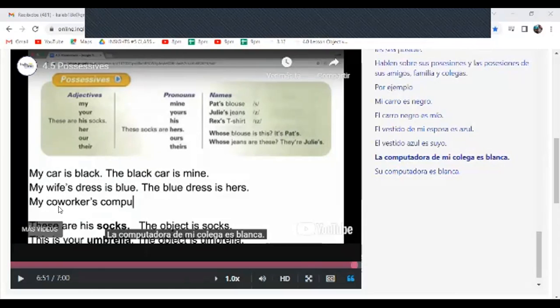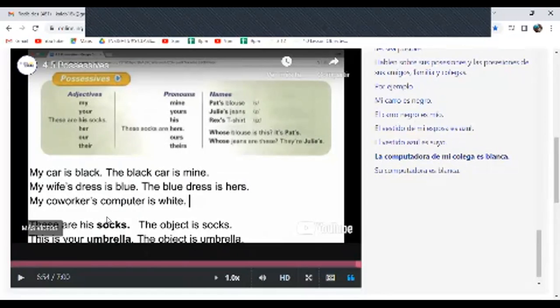Veamos acá, dice mi compañero de trabajo, que se dice coworker. Ahí lo tenemos con apóstrofe S. My coworker's computer. Computer is white. Dice que la computadora de mi compañero. Este de mi compañero es este apóstrofe S. Possessive, ese se llama possessive name.